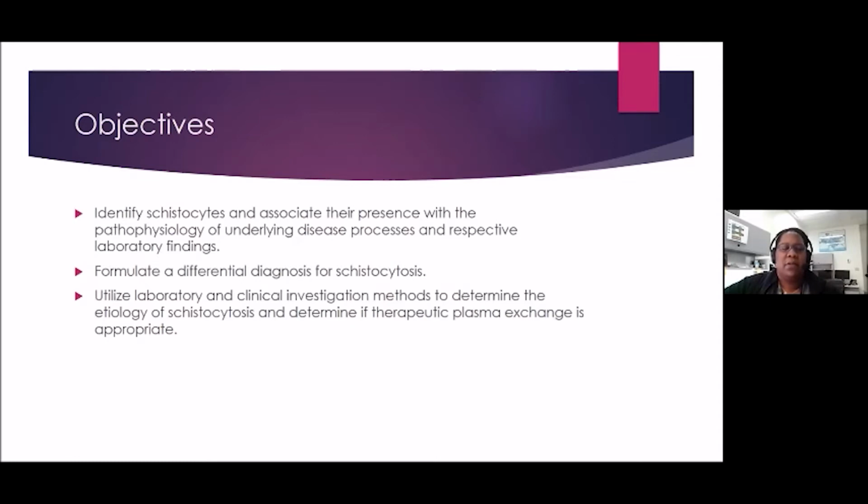So I have some objectives for this talk. I want you to be able to identify schistocytes and associate their presence with the pathophysiology of the underlying disease process and their respective laboratory findings. When you see schistocytes, I would like you to be able to formulate an appropriate differential diagnosis for the schistocytosis. And also, as pathologists, I want us to be able to utilize lab and clinical investigation methods to determine what the etiology is and if TPE is appropriate for each respective patient.